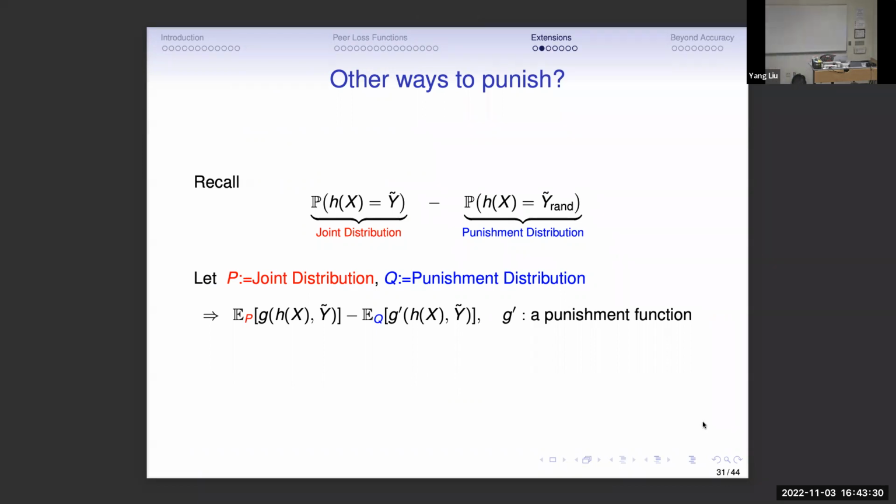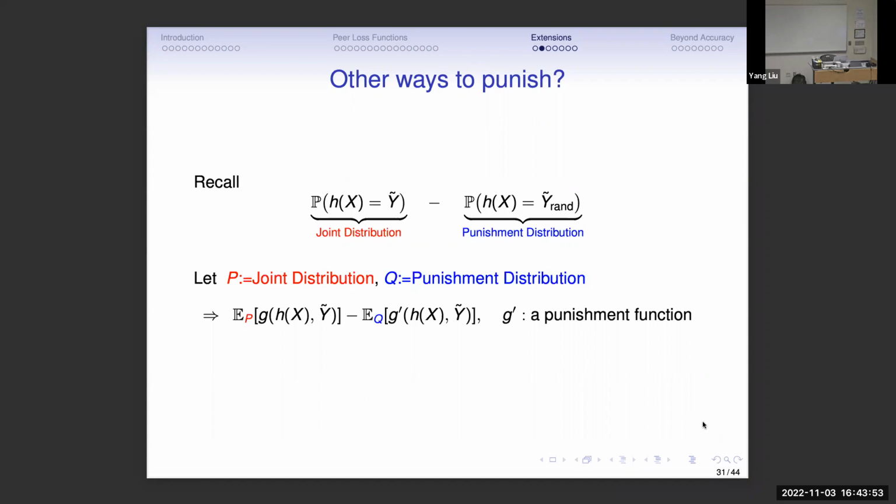Okay, so the story is this. We talk about pure loss being a punishment or a regularizer in the training. It has two terms. First, a joint distribution, second, a punishment distribution. Let me denote these as P and Q. So the question I had is, can I find a different way to punish the classifier instead of just doing these additive things?